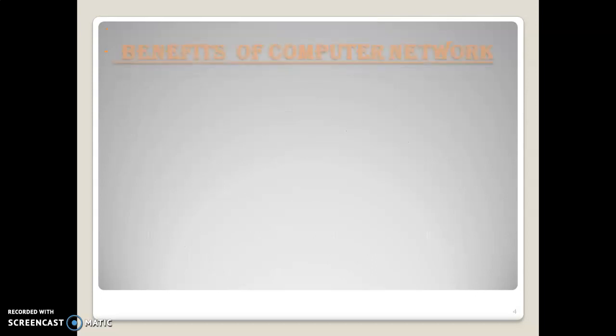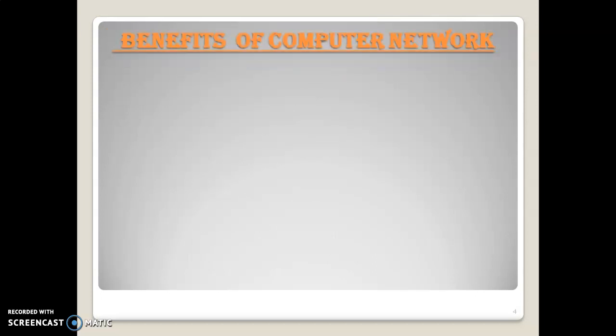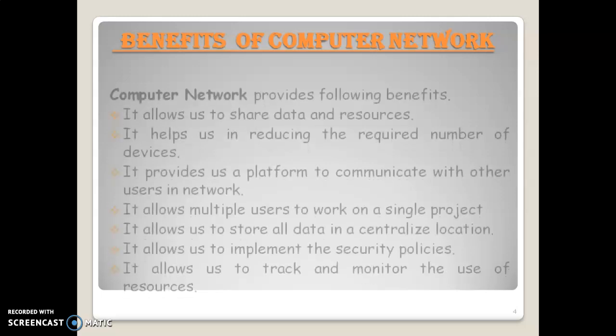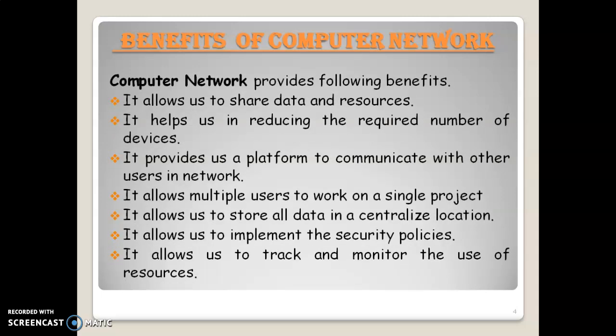So what are the benefits of a computer network, or why do we need a computer network? They can provide many benefits. First, as I have already told you, they are used to share data and resources. If you have one printer at your home and you want to share that printer with three devices, you can do that using network connectivity, and that is possible for many other hardware also. And if you want to share software resources, that can also be done by the computer network.